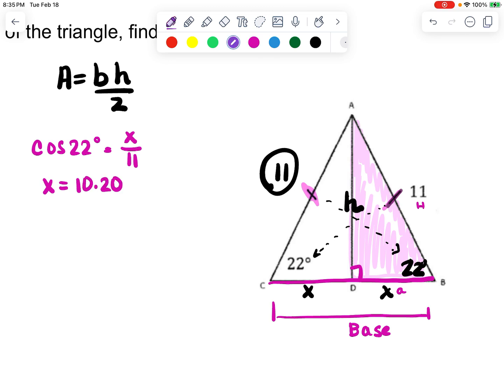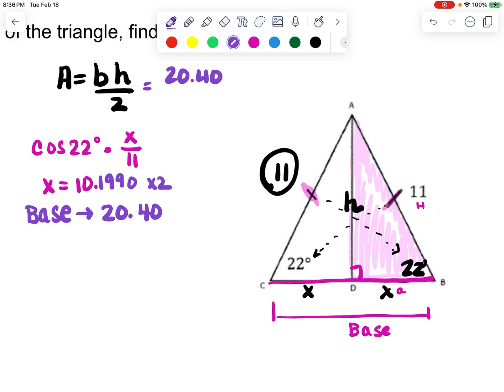Okay, so now write yourself a note. The base is 2 of those. And I shouldn't have rounded. So this one's going to be, I think, 10.1990. Okay. So I need that times 2. There's 2 of them there for the whole base. So if I do times 2, and I want to round it right now, I should get 20, looks like 39 is going to change to 40. Okay. So I have 20.40. Now I have to go solve for H.